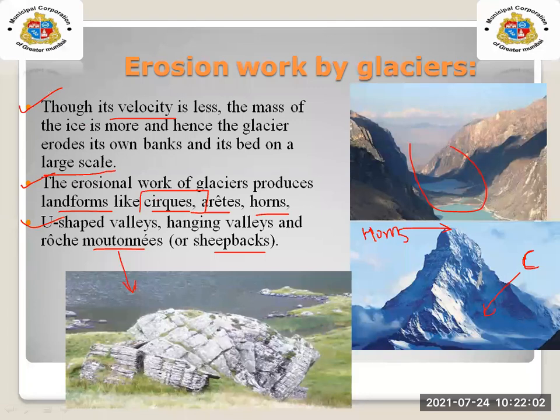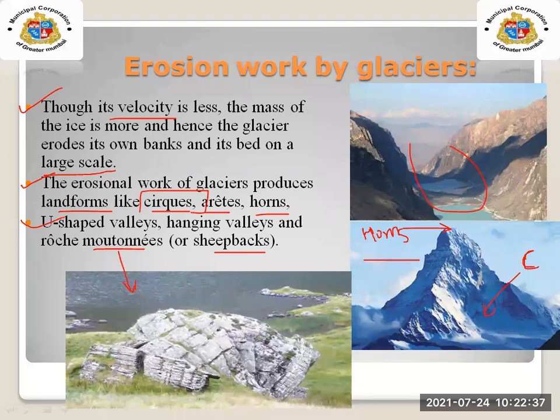First, we'll see what cirques and horns are. Cirques and horns are landforms produced by the erosional work of glaciers, and both are produced in the areas where the glaciers originated. Where these landforms are produced, there only the glaciers are formed. Means in this region only they will form.